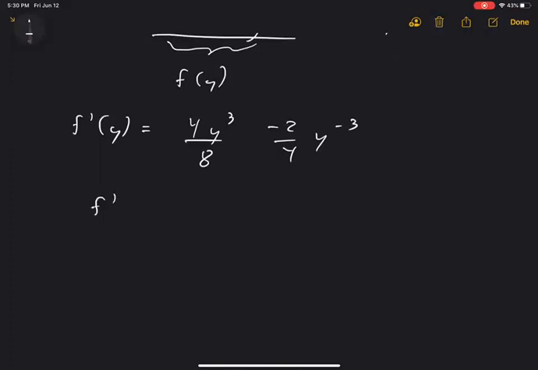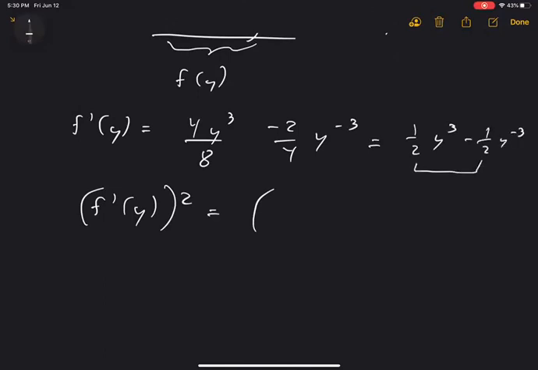And then let's go ahead and find f prime of y squared. So we need to square the derivative. It's going to help to simplify. Let's go ahead and simplify this. This is 1/2 y cubed minus 1/2 y to the negative 3. Okay. And let's now square this.